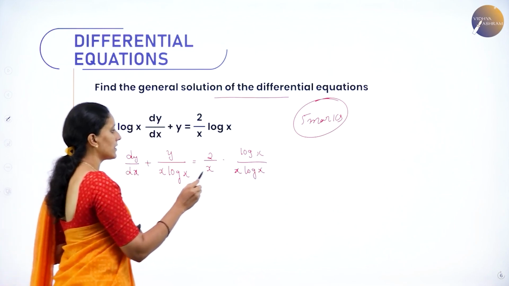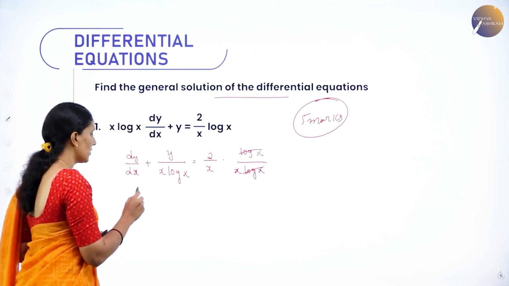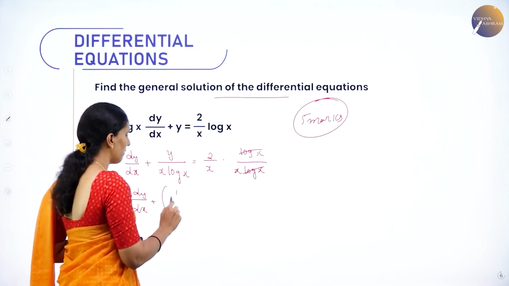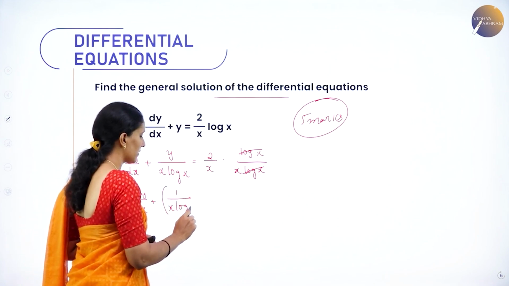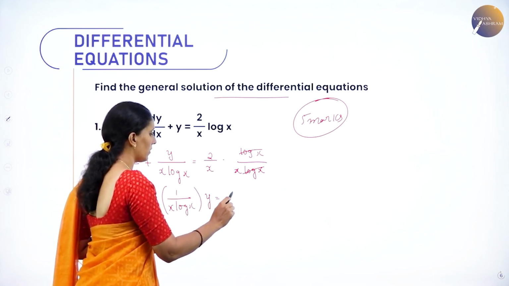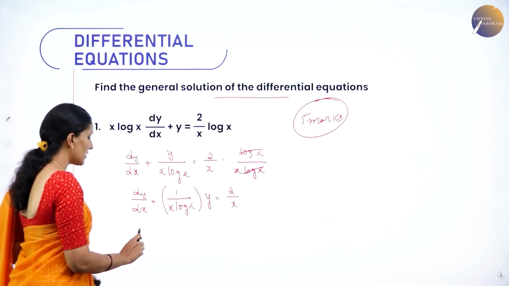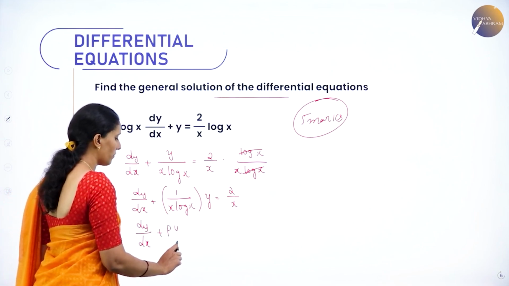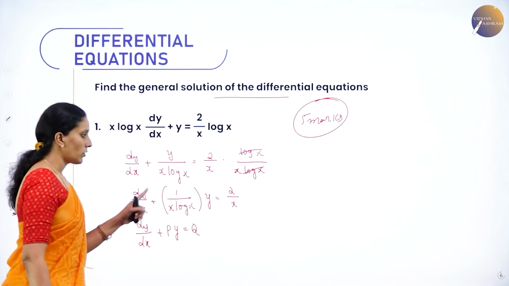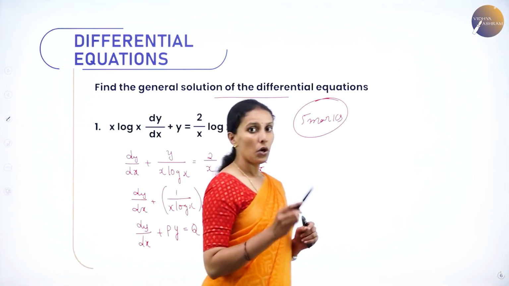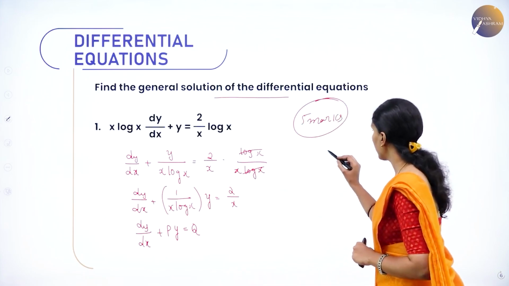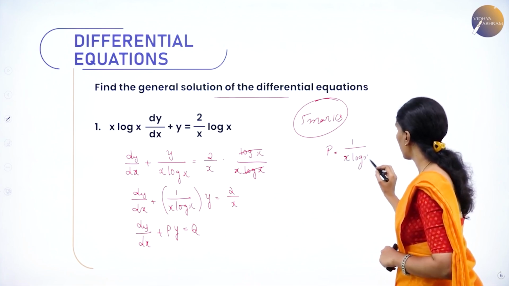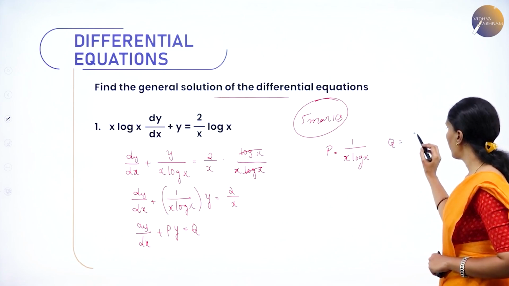So here you can see log x cancels. So we get dy by dx plus 1 by x log x into y is equal to 2 by x. Now this is of the form dy by dx plus p into y is equal to q. So comparing these two equations, here what is p? We get p is equal to 1 by x log x and q is equal to 2 divided by x.